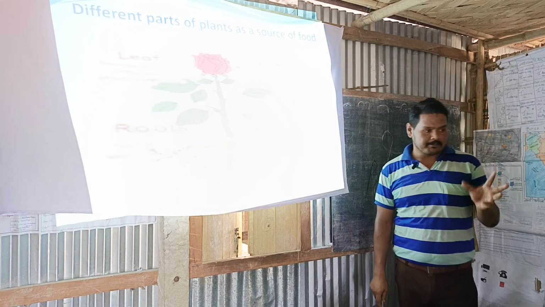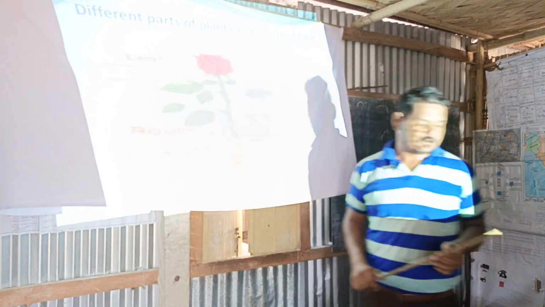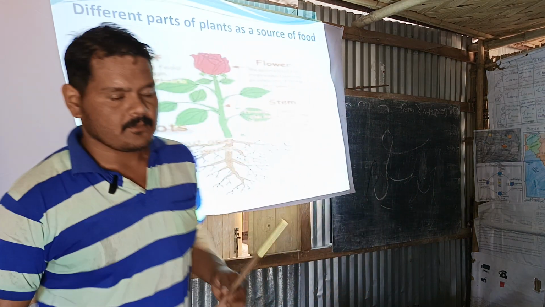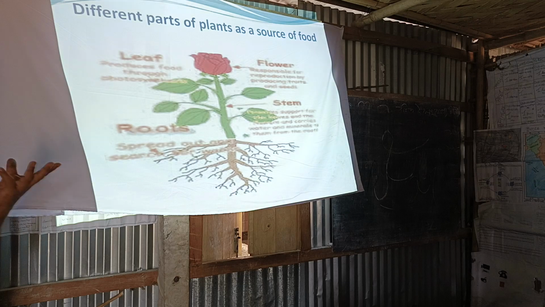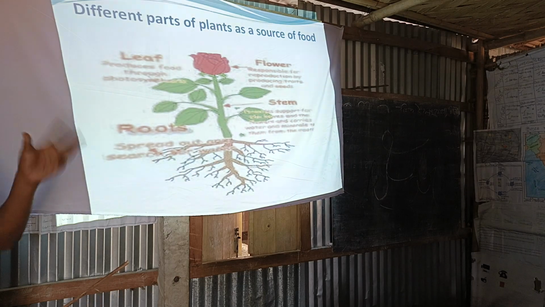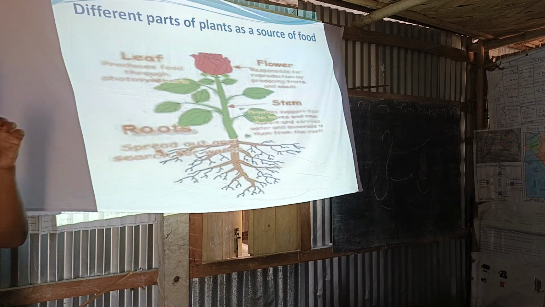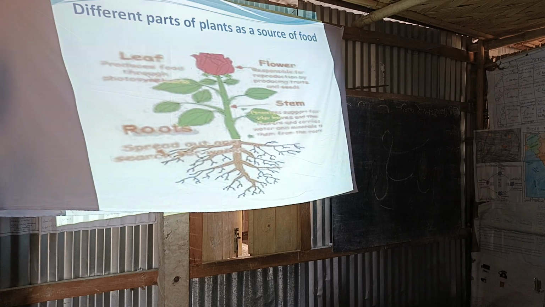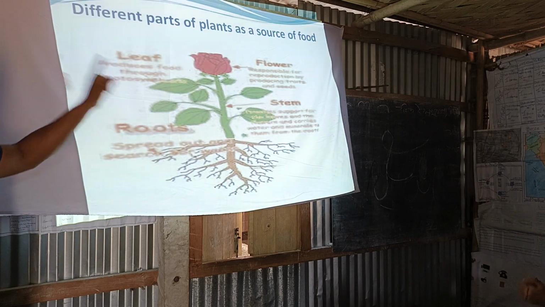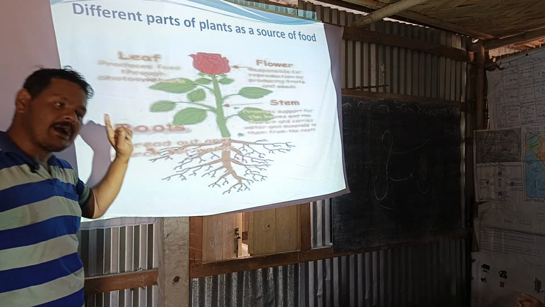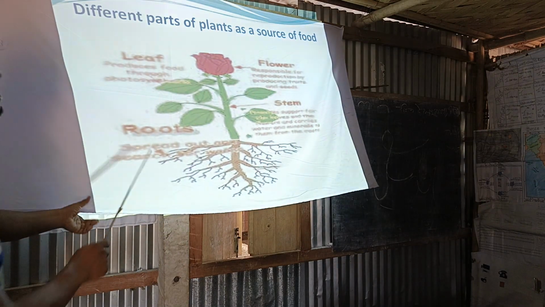Now I have told you what photosynthesis is. What is photosynthesis? The process where the plant takes sunlight and carbon dioxide and makes food for the plant. This process we call photosynthesis. Who makes food for the entire plant? The leaf. Who makes food for the entire part of the plant? The leaf. Root.